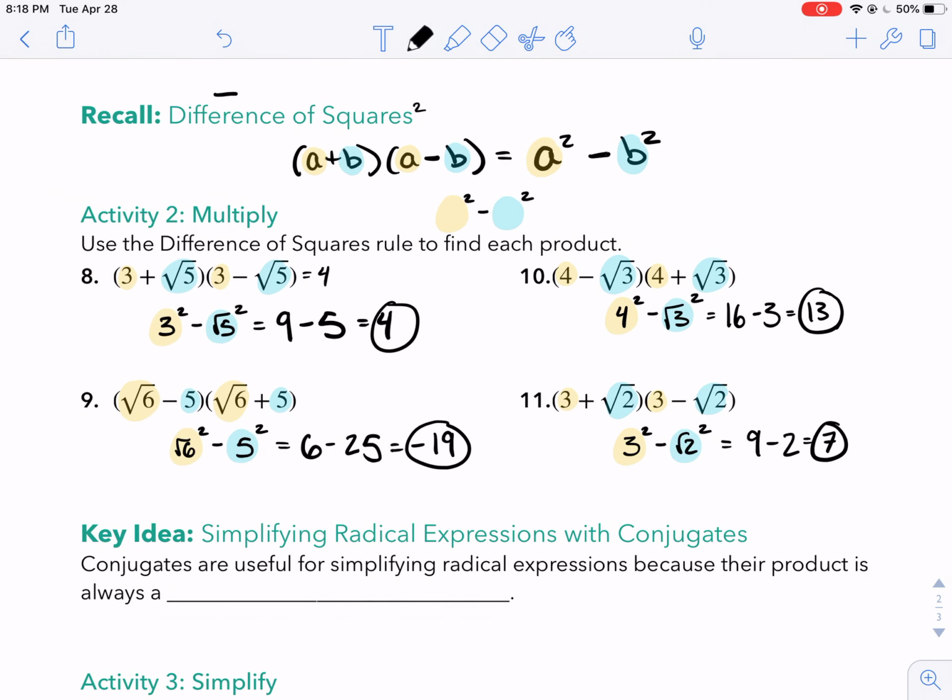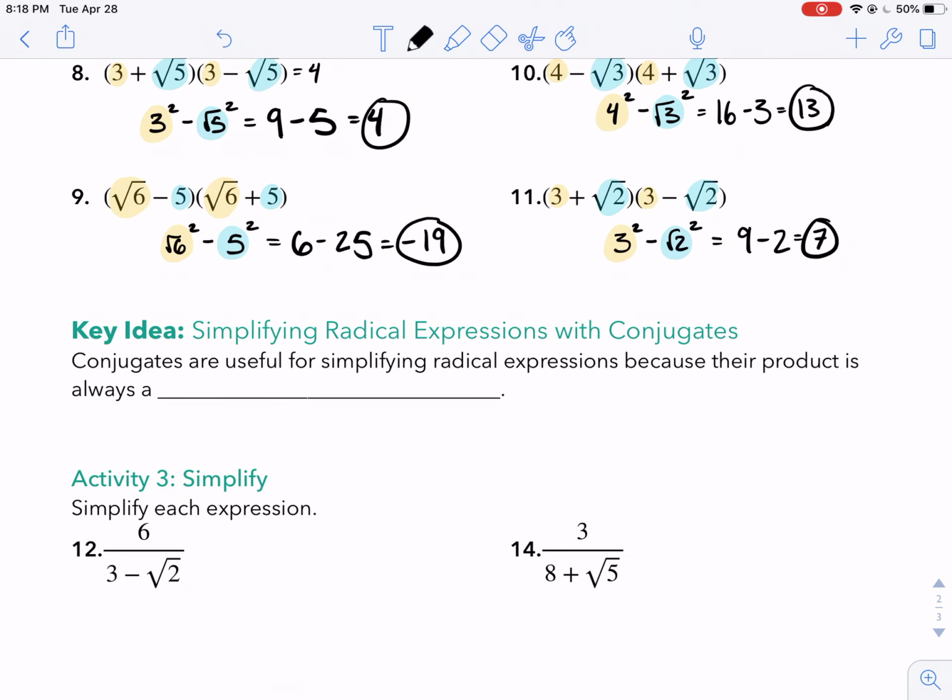That's so nice. Now notice that we started out with a bunch of kind of gross expressions. We had radicals in here, we had pluses, we had minuses, but they all came out to rational numbers. In fact, these are all integers. That's nice. That won't always happen. But conjugates are useful for simplifying radical expressions. Remember radical, square root symbol, because their product will always be a rational number.